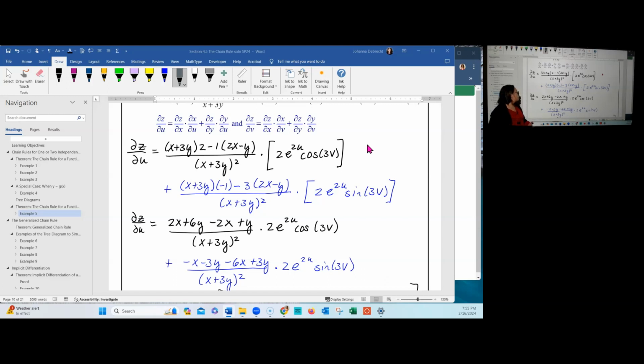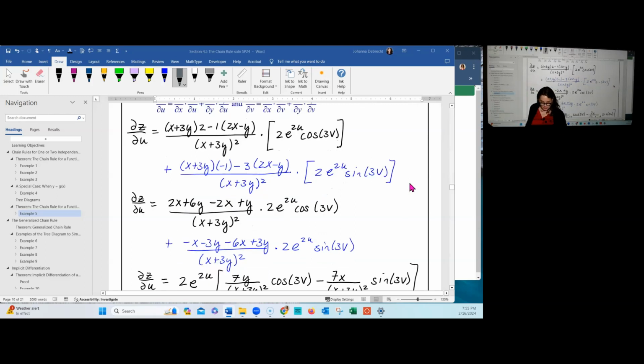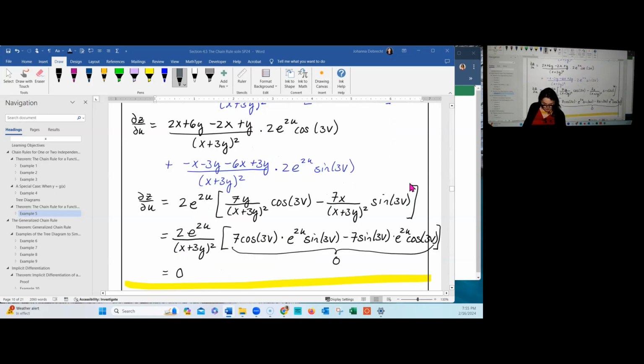When we focus on the partial of z with respect to u, it eventually leads us down into an expression that looks like the following. 7y over the quantity x plus 3y squared times the cosine of 3v, minus 7x over, again, the quantity x plus 3y squared times sine of 3v, all multiplied by the common factor 2e to the 2u.